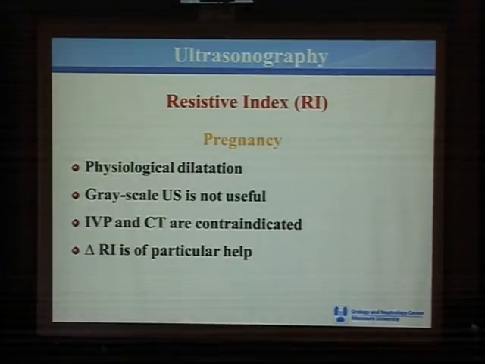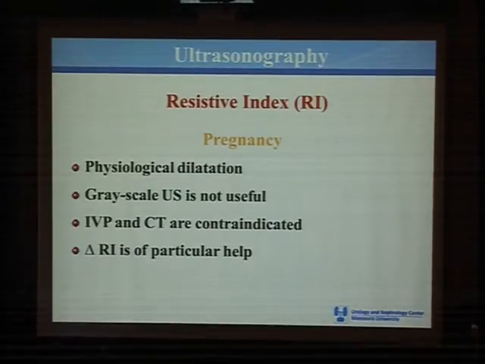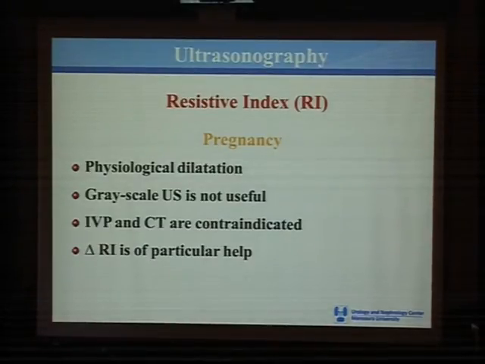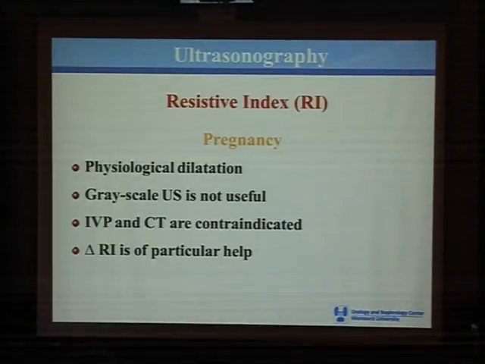What is delta resistive index? This is the resistive index of the obstructed kidney, or the kidney suffering from pain, minus that of the other, normal kidney. If it is more than 0.04, this indicates presence of obstruction.